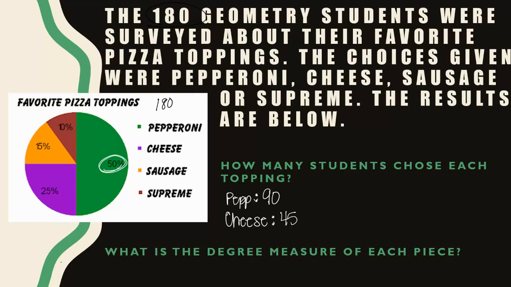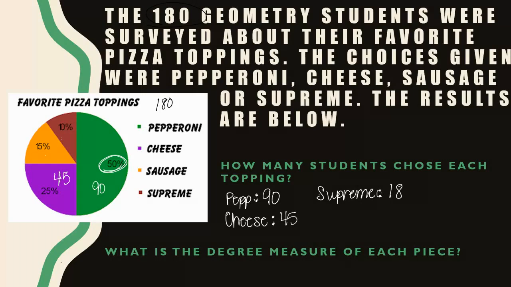So now I've used up 90 students here, 45 students here. I know that between the 15 and the 10% is going to be 45 total because that's how many I have left, okay? So there's a couple ways I can do this. I could either find 10% of the 180, or I could take the 45 and divide it into 5 parts, and knowing that 2 of them are supreme and 3 of them are sausage. So however you kind of think about it is fine. I'm just going to do 10% because that's easy. So supreme would be 18 students.